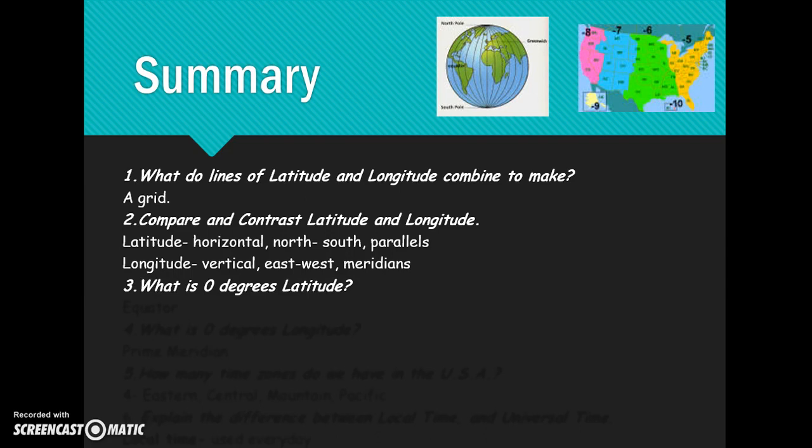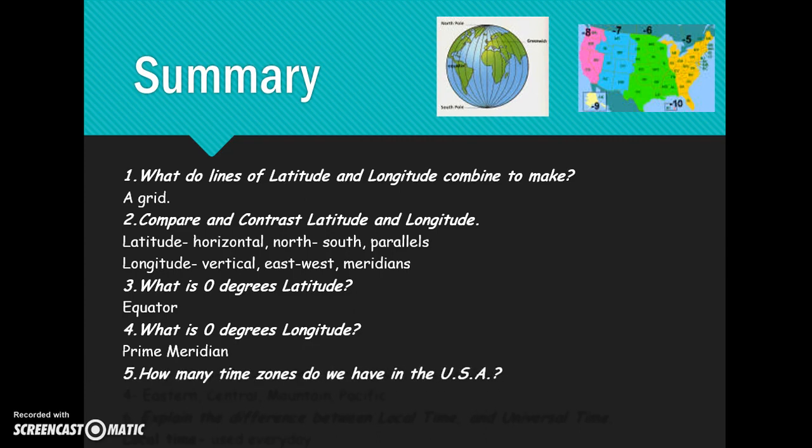What is 0 degrees latitude? Equator. What is 0 degrees longitude? Prime meridian. How many time zones do we have in the United States of America? 4. Eastern, Central, Mountain, and Pacific.